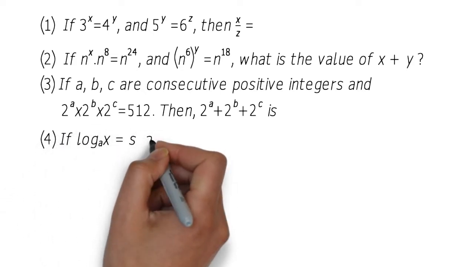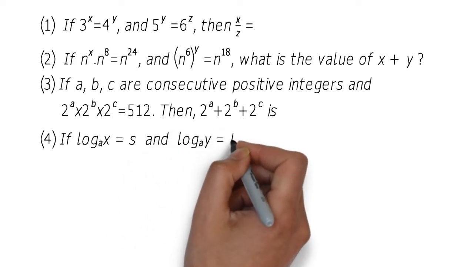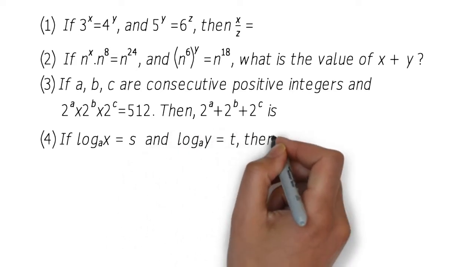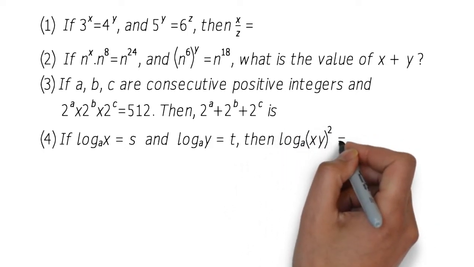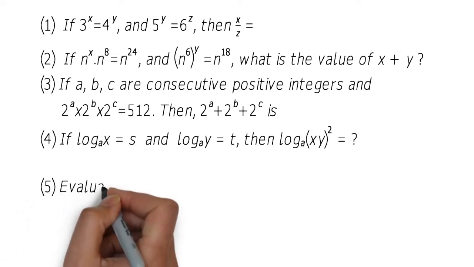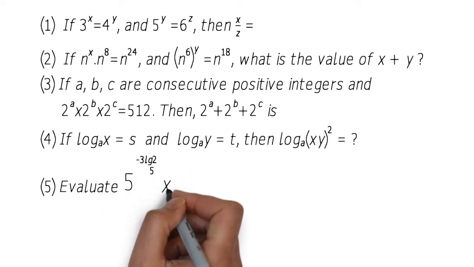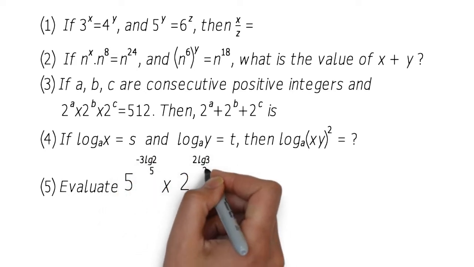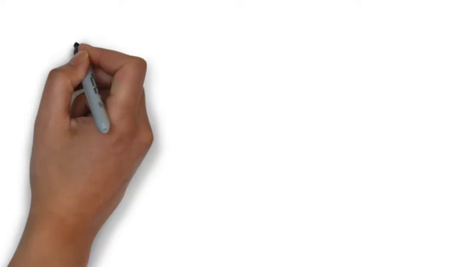Number 4. If log x to base a equals s and log y to base a equals t, then what's the value of log xy to the power of 2 to base a? And lastly, number 5, evaluate 5 to the power of minus 3 log 2 to base 5 multiplied by 2 to the power of log 3 to base 2. Now let's take a look at the questions one after the other.